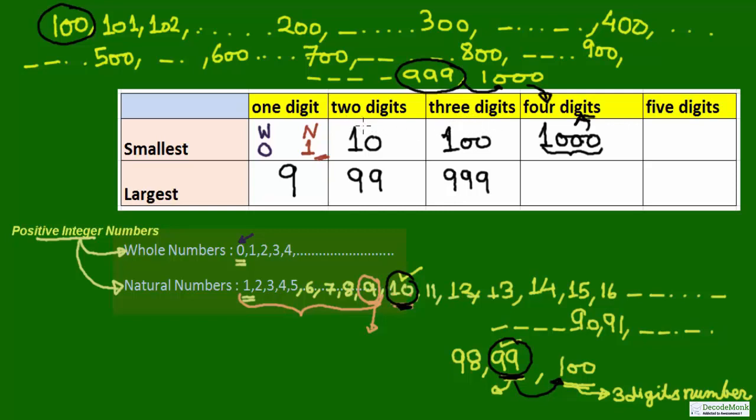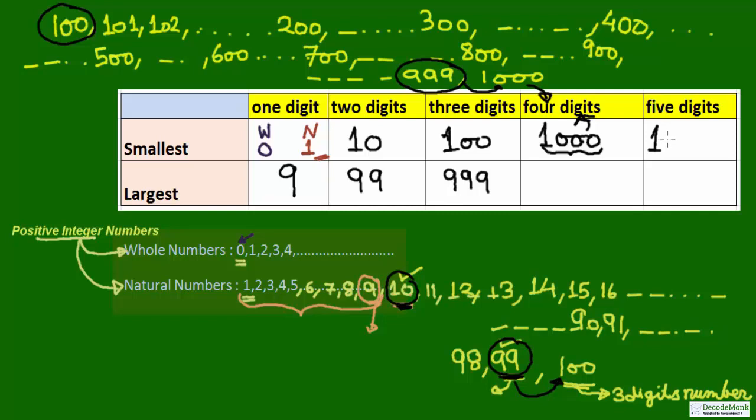The smallest 2-digit number starts with 1, you add another 0 to make that a 2-digit number, and the number is 10. I hope you understand what I mean to say, the logic: how, without writing the number line and counting like this, you can arrive at the smallest 2-digit, 3-digit, 4-digit, 5-digit, 6-digit, any-digit number.